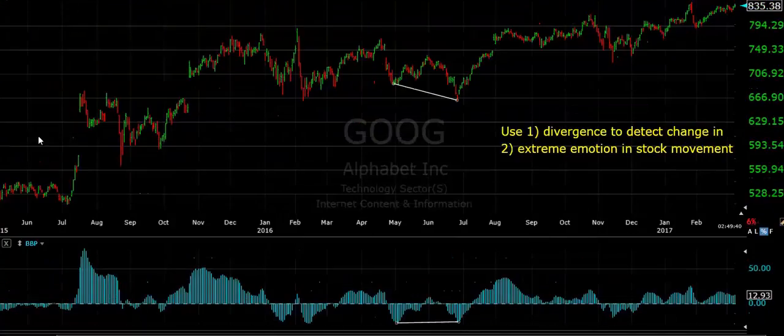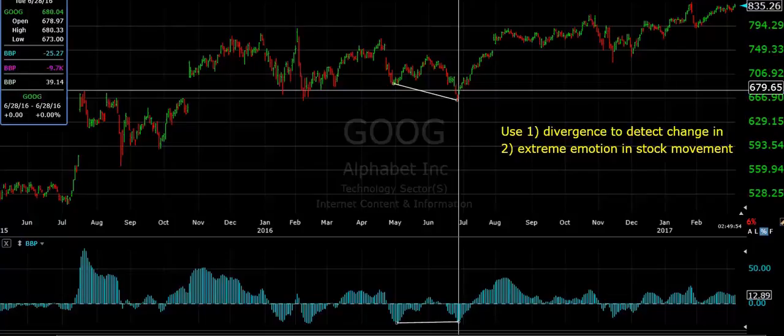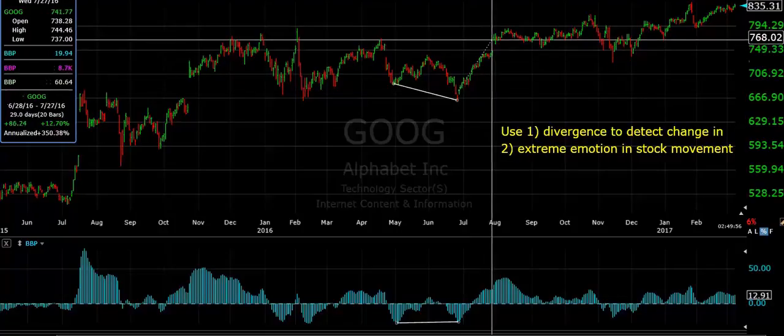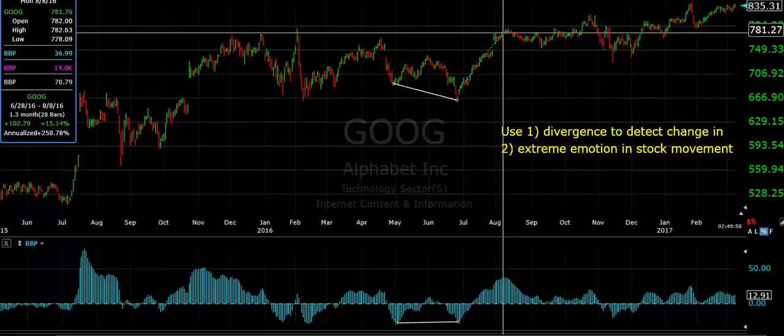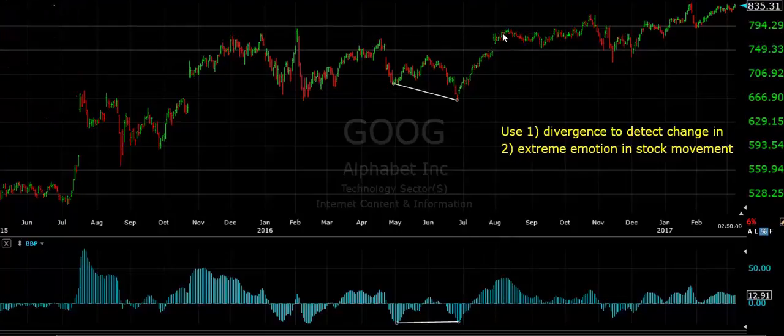On to Google. Here we go. This is detecting a change in emotion because price is going down, emotion's going up. Long story short, that's the reversal. And there you go. There is your profits. That is what we trade on. That's our strategy. Two more examples.